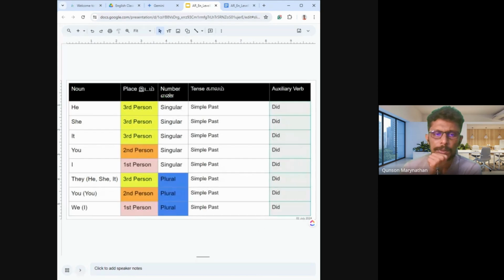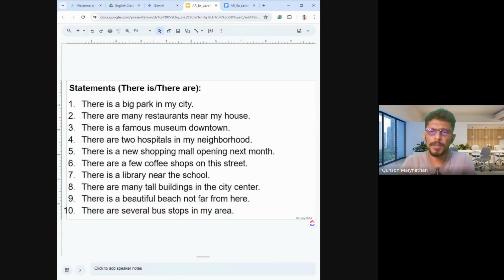Now let's go to the next part, today's part. We'll talk about a few sentences where you have to use there is, there are. Okay. Do you remember the auxiliary verb is? And do you remember the auxiliary verb are? Is, we use that for singulars, and are, we use that for plurals, usually, right? So there is a big park in my city. So they're talking about their city. There is a big park in my city.